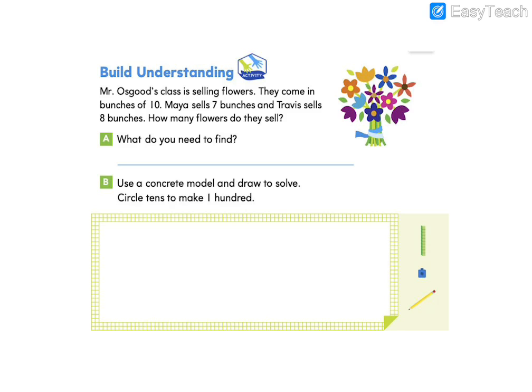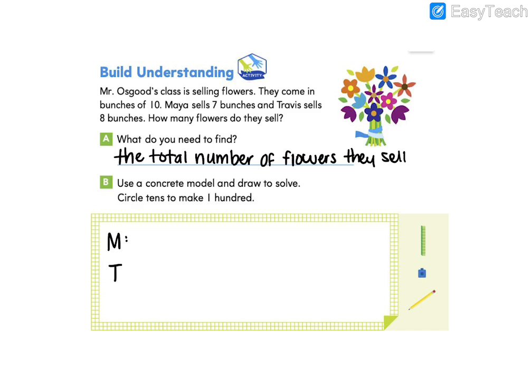So what are we finding? The total number of flowers that they sell. So we're looking for not the total number that Maya sells or the total number Travis sells, but the total number that they both sell. We're going to go ahead and use a concrete model to draw and solve. I'm going to label M for Maya and T for Travis.